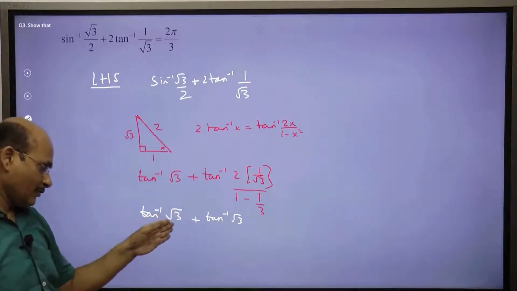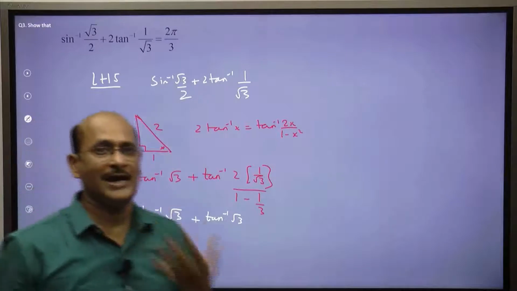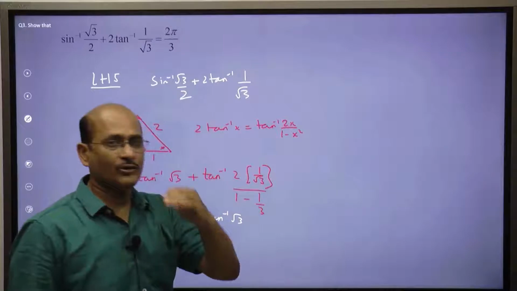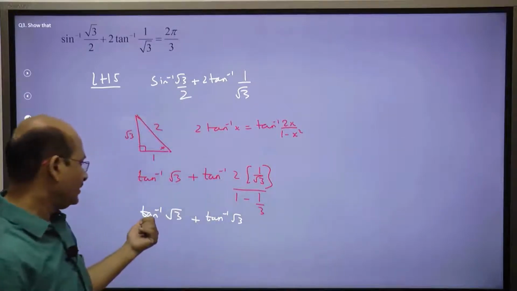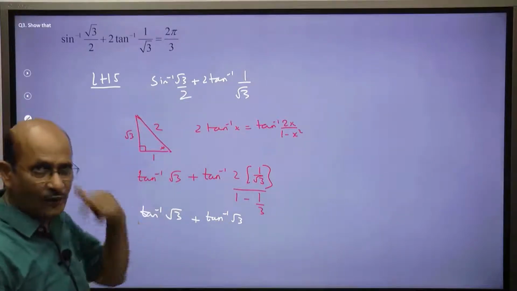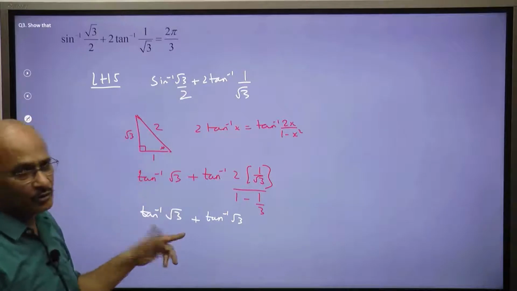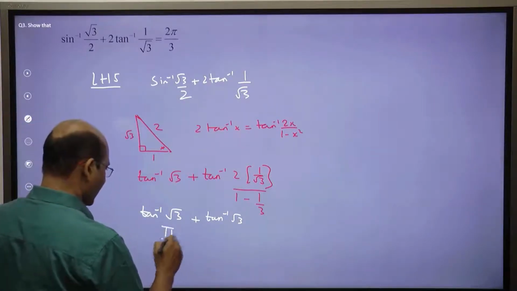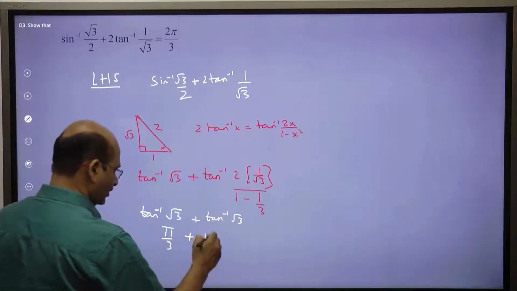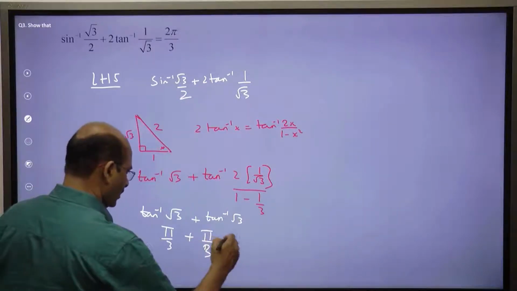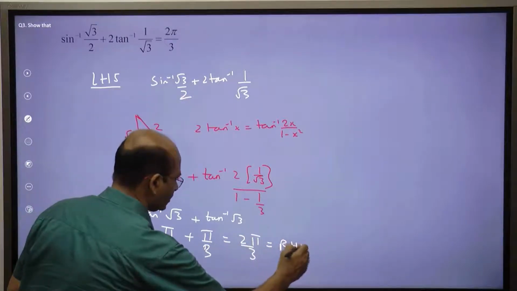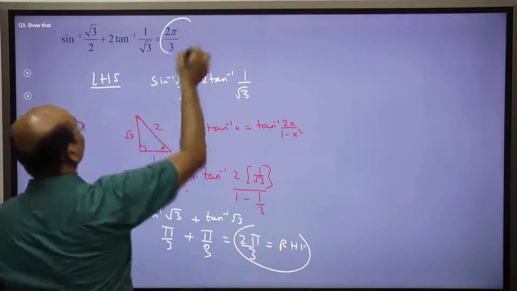What is tan inverse root 3? I mean to say, the value of what angle, tan of what angle is root 3? So tan inverse root 3 is nothing but, I think, pi by 3, right? So this is nothing but pi by 3 plus pi by 3, which is 2 pi by 3, which is equal to RHS.